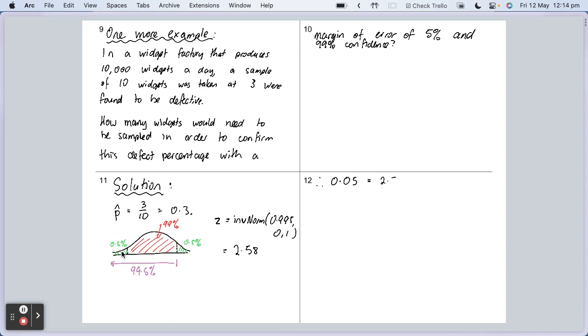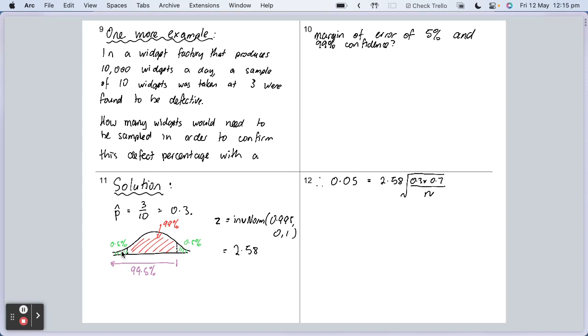We know the z value is 2.58. We know we're multiplying it by the square root of p hat times 1 minus p hat. So that's 0.3 times 0.7. And what we don't know is the sample size. So we're using exactly the same equation, but we've got a different unknown. And the rest of it is dealing with that.